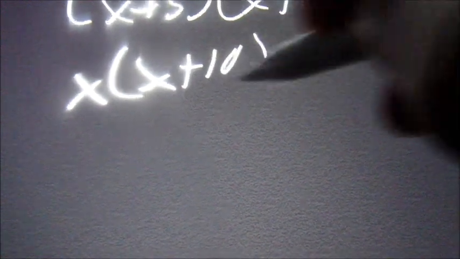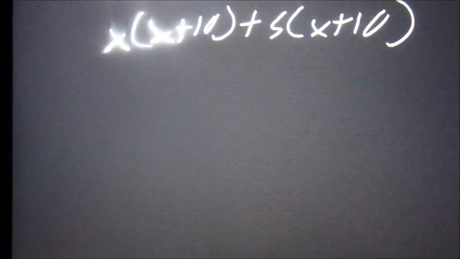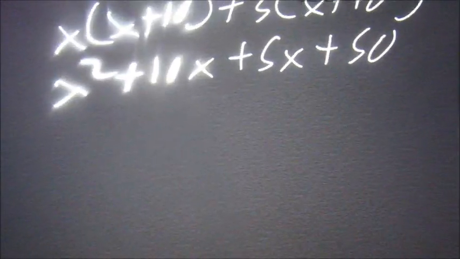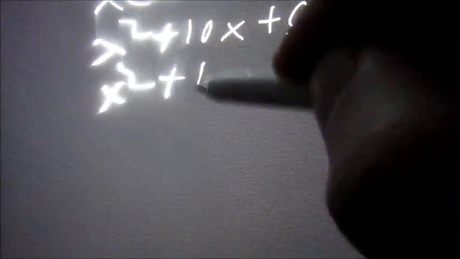So now let's say that we just have two binomials. X plus 5 times x plus 10. We could distribute this if we wanted, and just said x times x plus 10 plus 5 times x plus 10. If we did that, we would get x squared plus 10x plus 5x plus 50. I distributed the x and distributed the 5. Combined like terms, just these two, so it'd be x squared plus 15x plus 50.